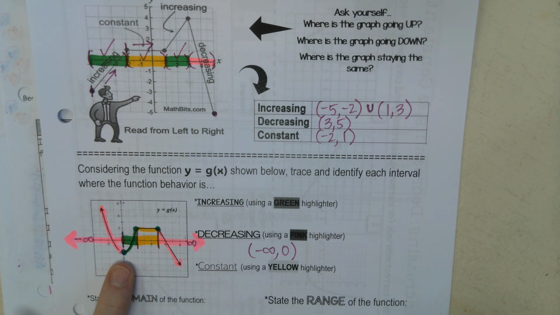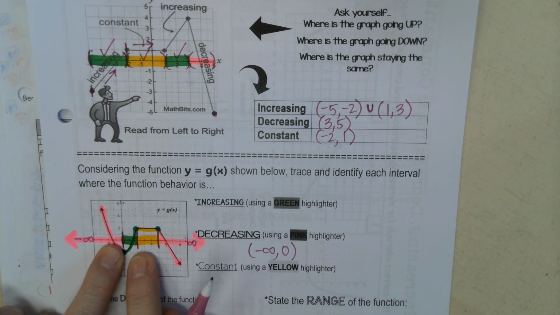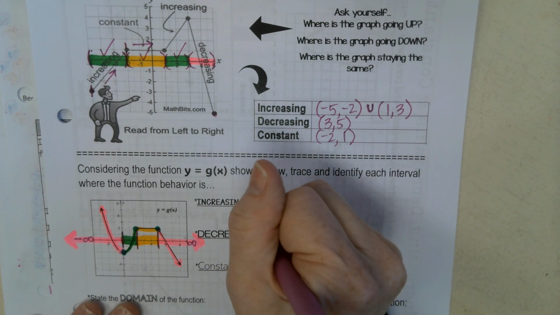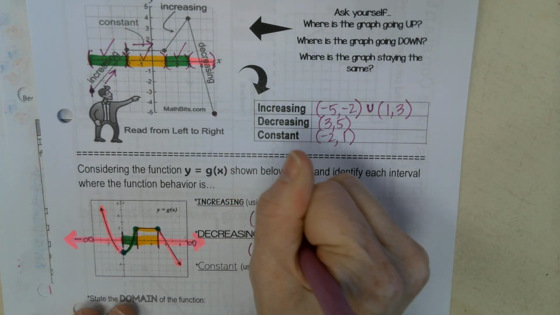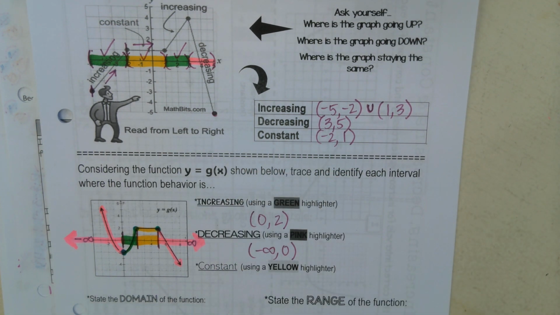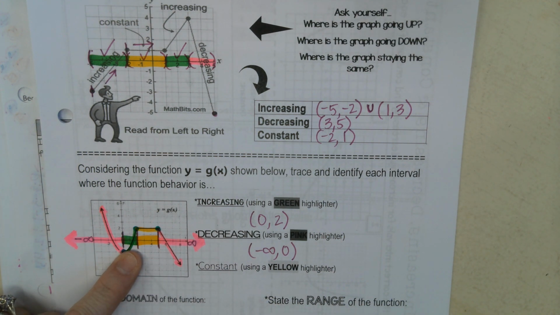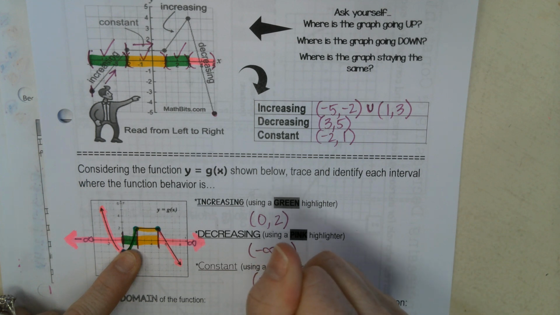A lot of people will be tempted to say -2, but am I writing it according to my y values? No, we use our x's, okay? Then from 0 to 2, what is it doing? Increasing. So from 0 to 2, it's increasing. What about from 2 to 5? It's constant.